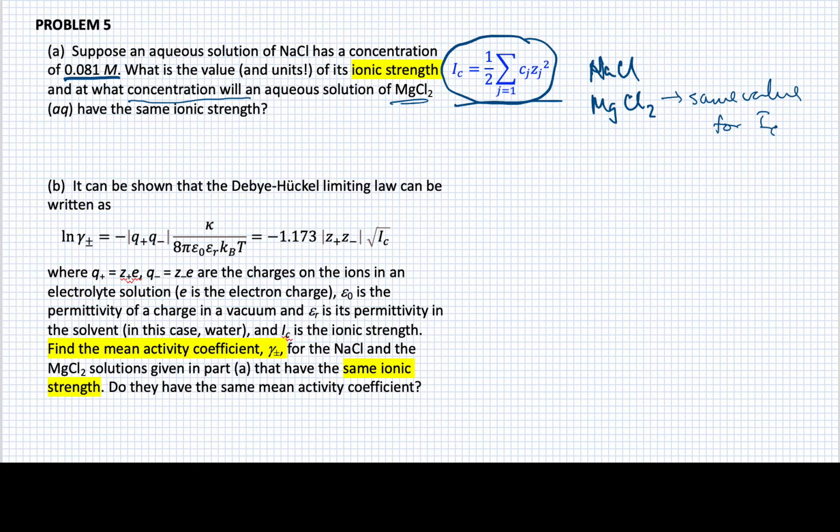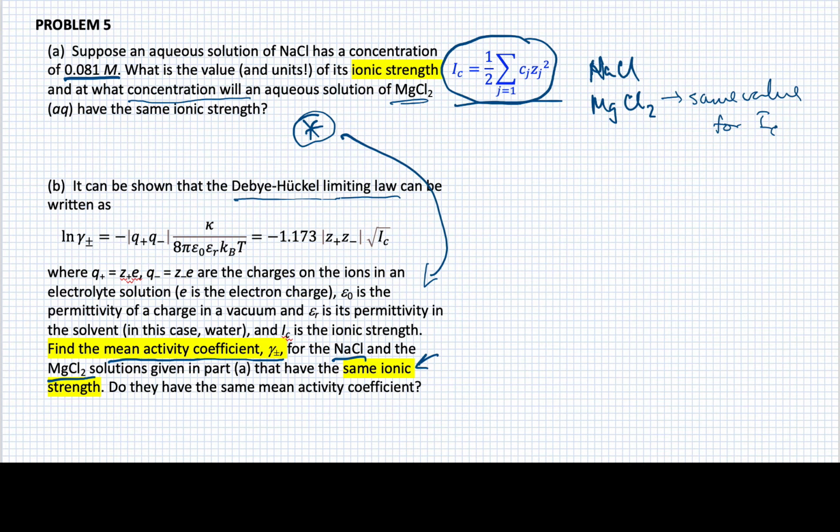Now we're going to use those formulas and the Debye-Huckel limiting law, which is written down out here, to find the mean activity coefficient for this particular system, for the sodium chloride. Well, actually, we're going to do it for both sodium chloride and for the magnesium chloride. So you're going to have two of these to calculate. We're again using this situation where they have the same ionic strength. In fact, we're using this solution up here to calculate the mean activity coefficients for sodium chloride and magnesium chloride down here.